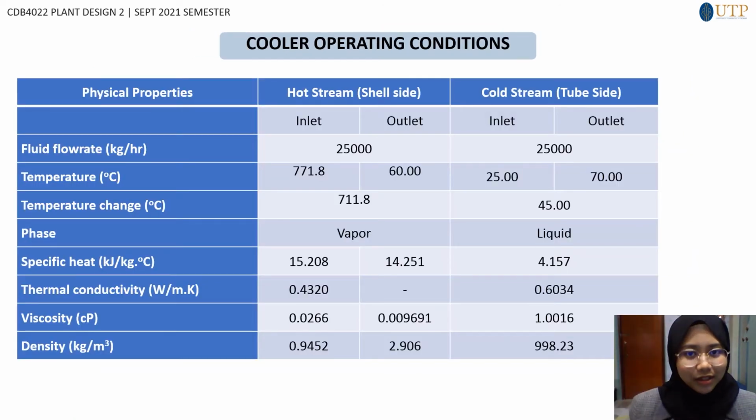For the operating conditions, all of the information was extracted from the Aspen HYSYS simulation. However, since the cold stream is not included in HYSYS, the inlet and outlet temperature of the fluid was assumed to be 25 and 70 degrees Celsius. Hydrogen gas will be entering the shell side at a temperature of 771.8 degrees with a flow rate of 25,000 kg per hour, while cooling water will enter the tube side at 25 degrees Celsius.